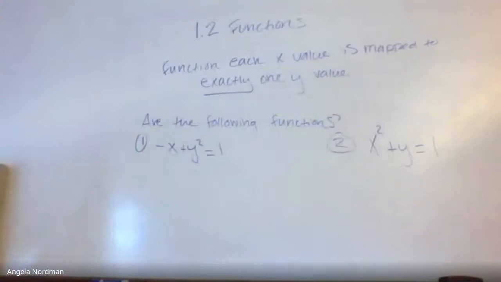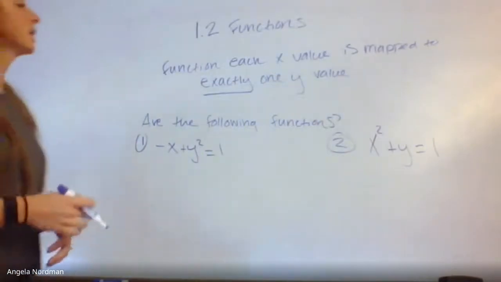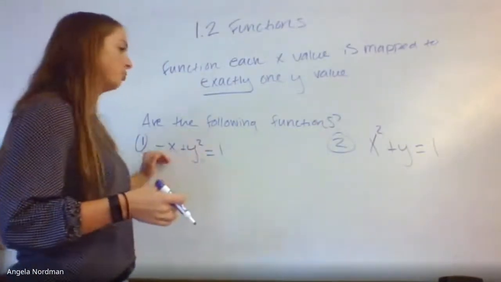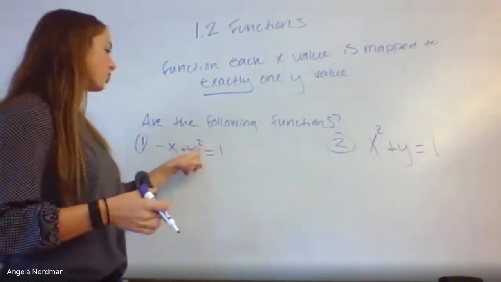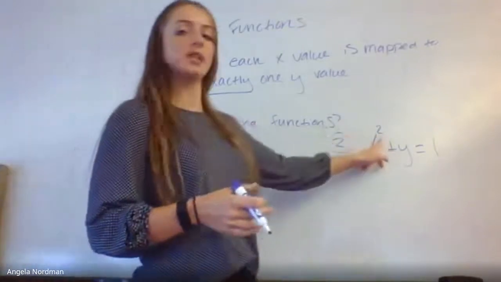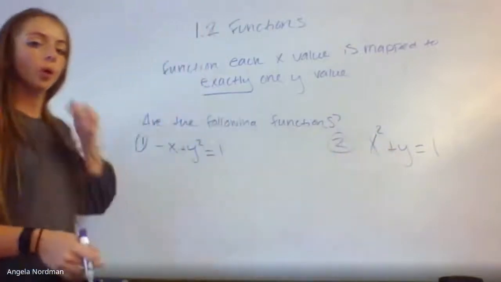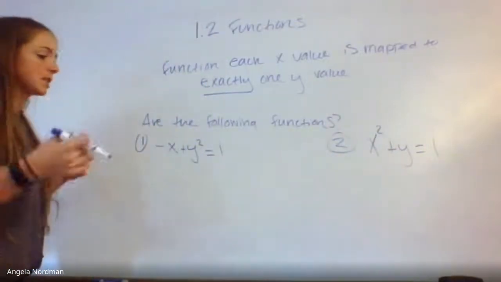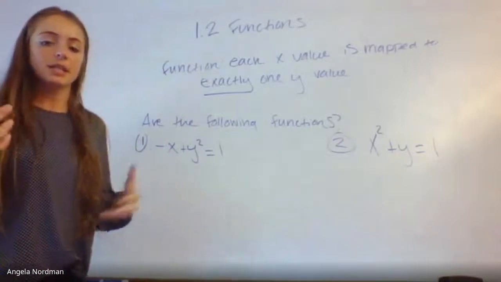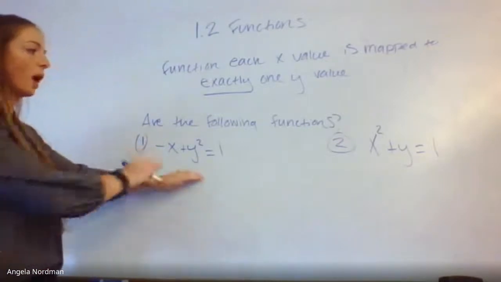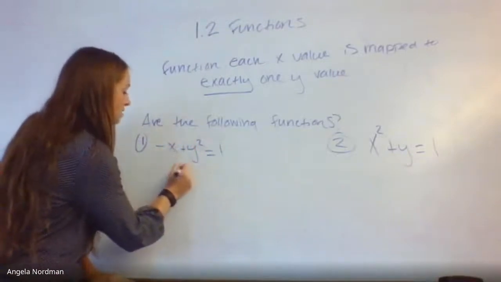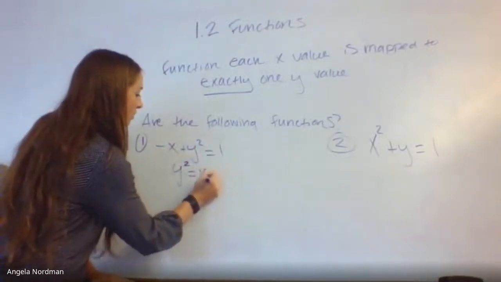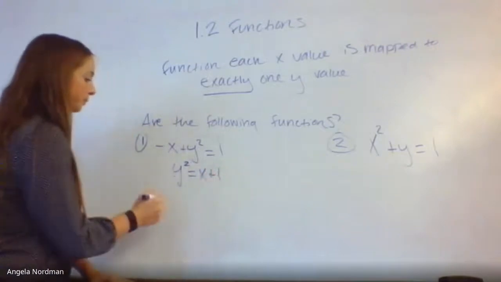Okay. Now, I'm doing kind of the exact opposite, right? They look super identical, with the squared on the y here and the squared on the x here. So when we determine if something is a function, I like to always isolate my y. So let's isolate our y's in both of these. Doing so, here I need to add x. So it would be y squared equals x plus 1.